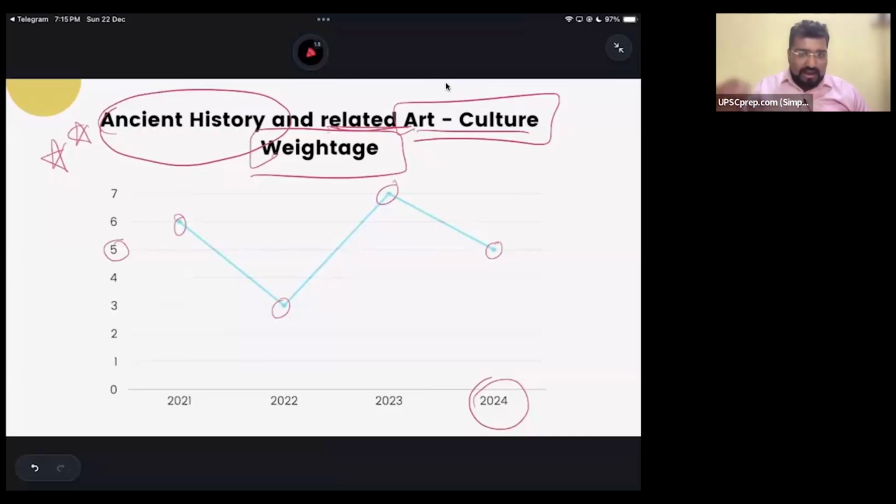So Gupta architecture, we study separately in art and culture, but it's related to your ancient history. So when we are counting the questions, when you people also analyze the paper, you should count in this manner. Okay. The ancient history and the related art and culture questions. Weightage is like, in 2023, 7 questions were there. So like 5, 6, 7 questions are there, right? Particularly with respect to ancient history.